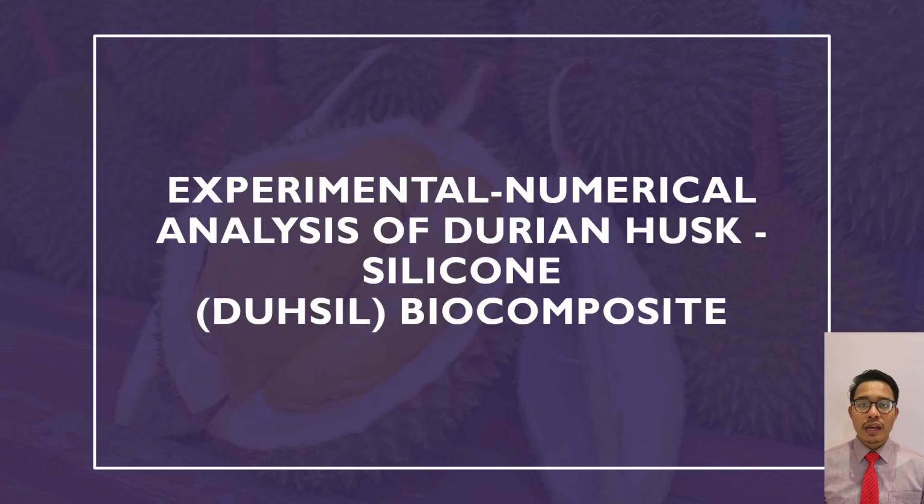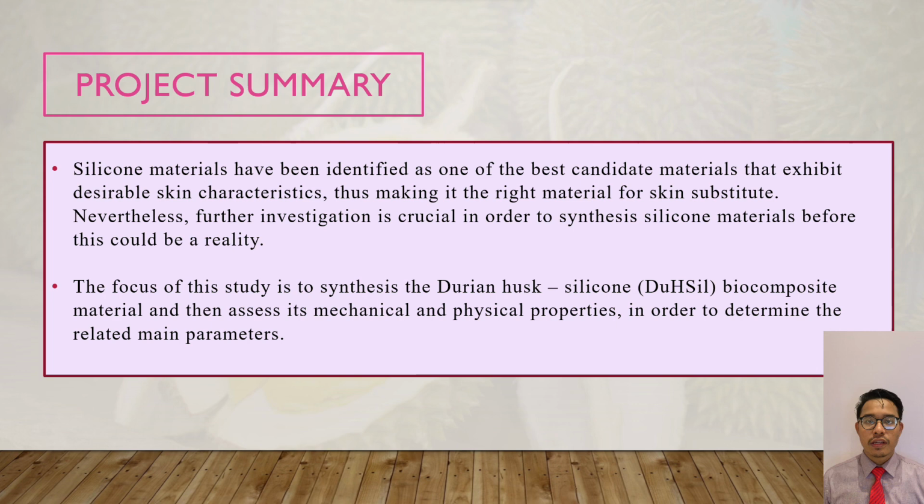I will be presenting my final year project proposal titled Experimental-Numerical Analysis of Durian Husk Silicone Biocomposite. Silicone materials have been identified as one of the best candidate materials that exhibit a desirable skin characteristic, thus making it the right material for skin substitute. Nevertheless, further investigation is crucial in order to synthesize silicone materials before this could be a reality.